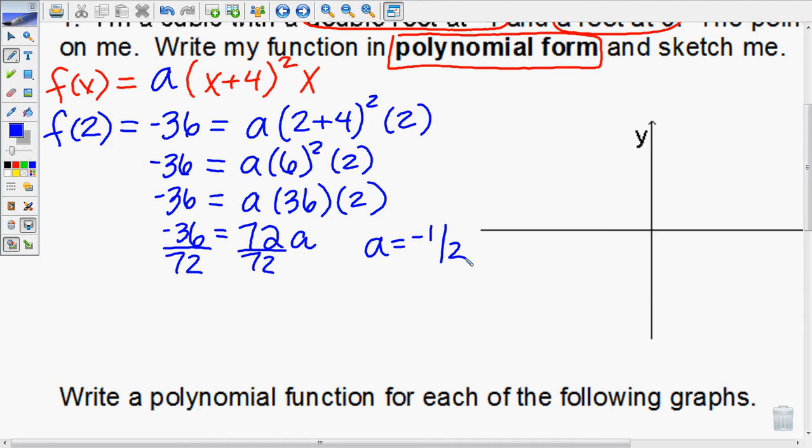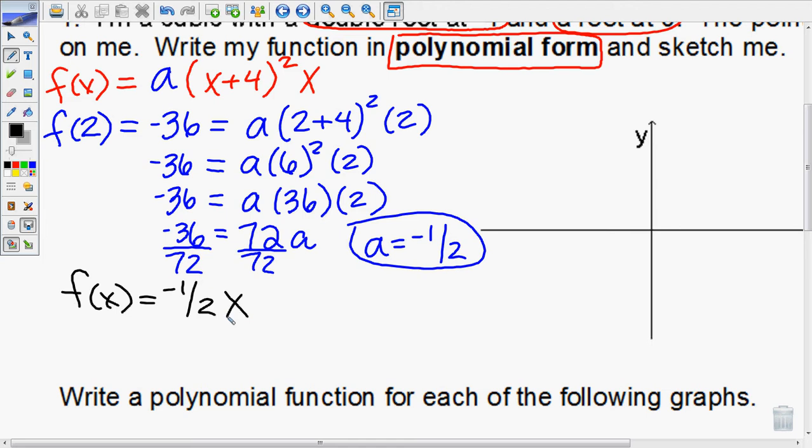So therefore A is this guy, right? A equals negative 1/2. So therefore my factored form polynomial, my A is actually f of x equals negative 1/2. I'm going to put x in front times x plus 4 squared. So that's my answer in factored form.